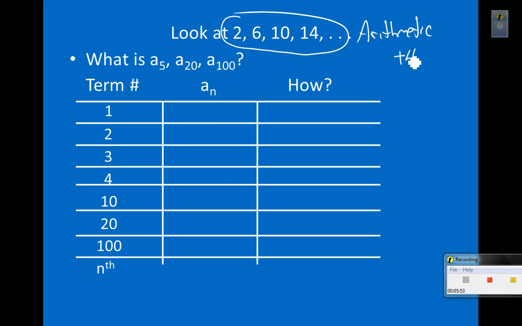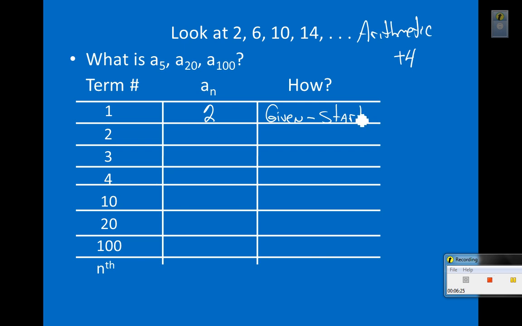So hang with me for a second, see if you can figure out what I'm going to do. Here's the term I want to talk about: 1, 2, 3, 4, 10, 20. 20 is not on your worksheet, by the way. 100, and then any term that I want to talk about. Well, here goes. The value of my first term, if you look up here, is 2. The reason? It was given. We had to start somewhere. So there's where we started.